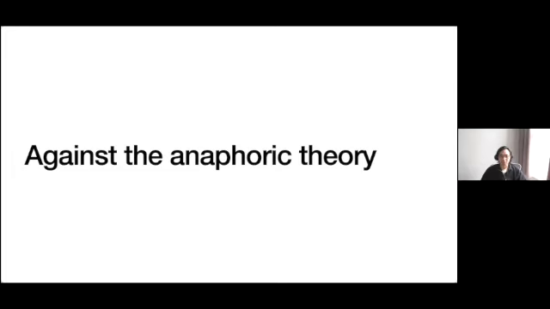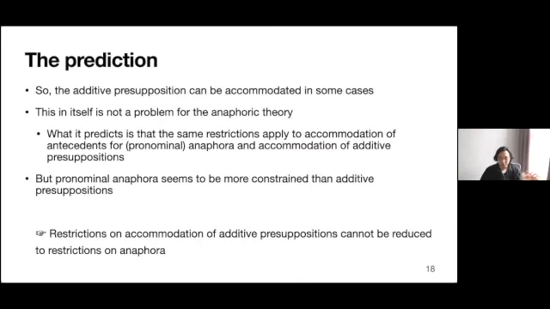And now we want to argue against the anaphoric theory. And so our criticism is kind of easy. That is, we want to compare how pronominal reference, pronominal anaphora, works in the same kind of environments, right? So again, just to remind you, the core idea behind the anaphoric theory is that additive presuppositions and pronominal anaphora are constrained in the same way with respect to accommodation, right? But we will observe that pronominal anaphora cannot be accommodated in certain contexts where additive presupposition can be.